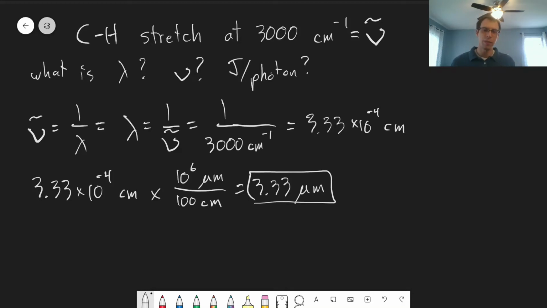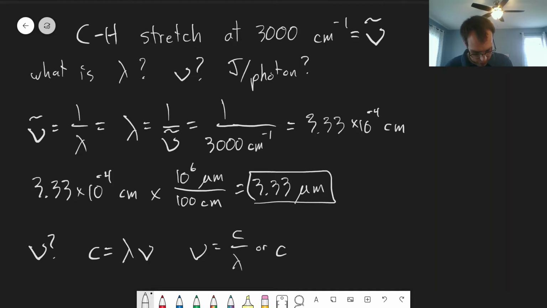So that's the wavelength of the light. What's the frequency? All right, well, we know that c equals lambda times nu. So we can rearrange this and say that nu equals c over lambda, or c times the wave number. Either one works. So let's do this as c times wave number. So we need the speed of light, 2.998 times 10 to the 8th meters per second. But I know already that my wave number is in inverse centimeters. So let's actually convert this to centimeters per second instead of meters per second, because we need our units to work out.